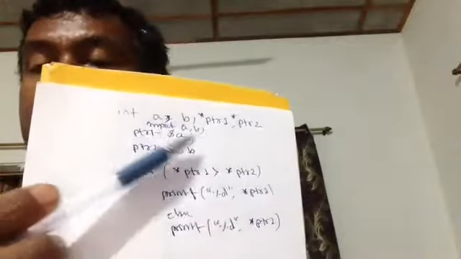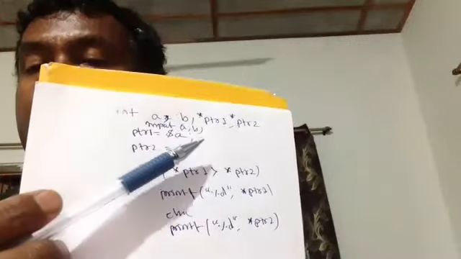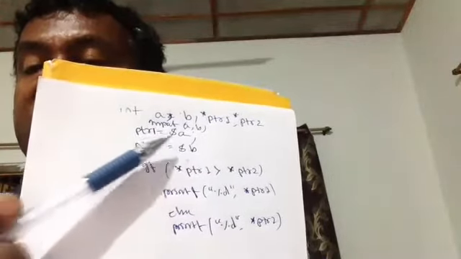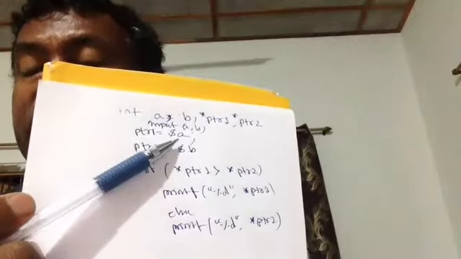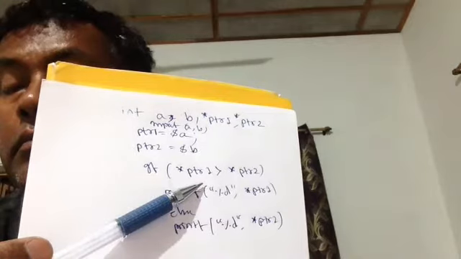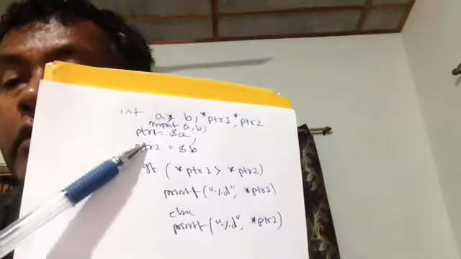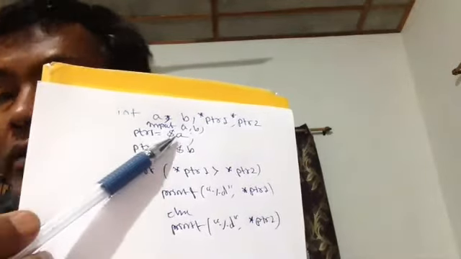You see this program. I declared the variable, then I input a and b, then ptr1 is assigned the address of a and ptr2 assigned the address of b. Now if I put star ptr means what? So ptr1 having what? Address of a.